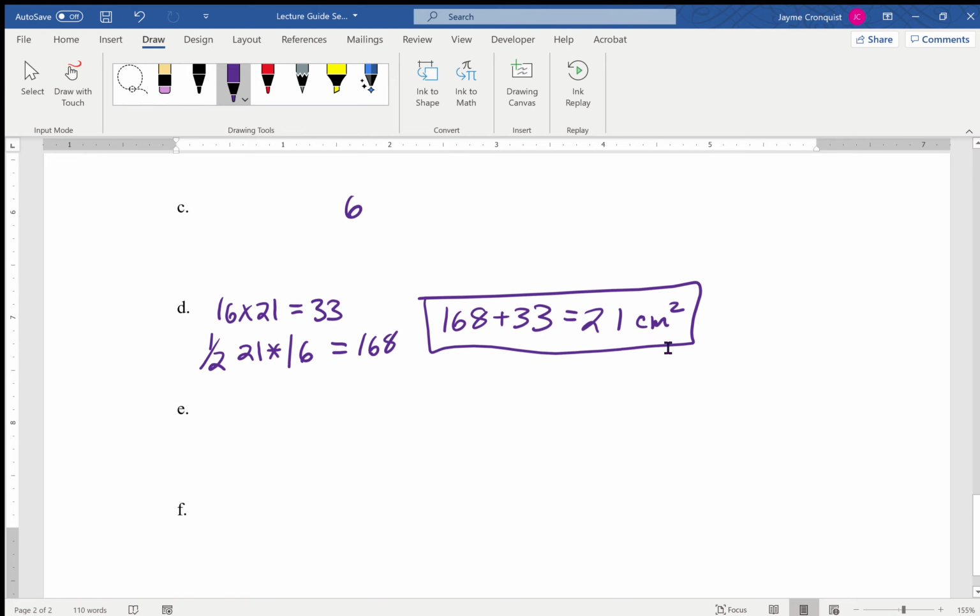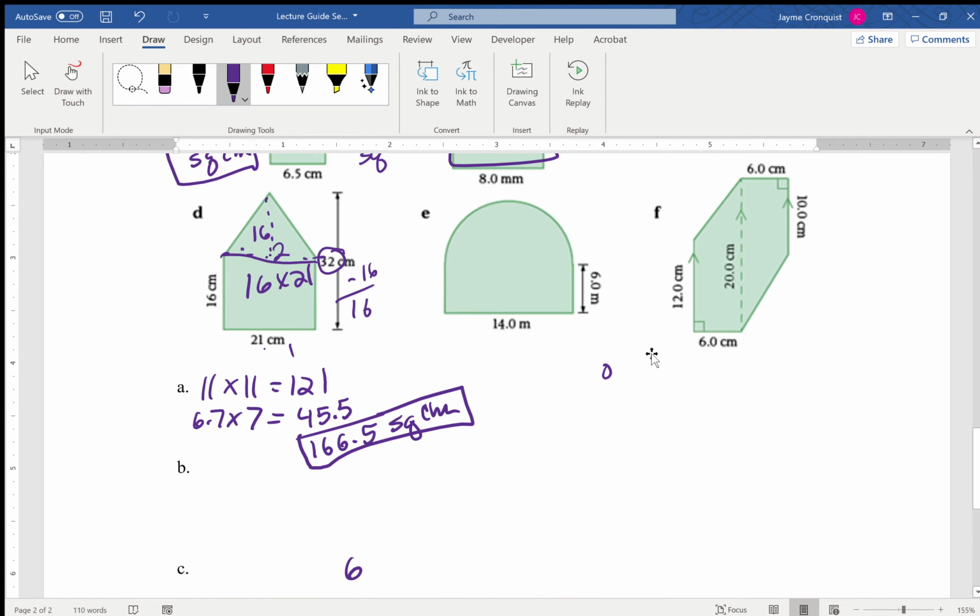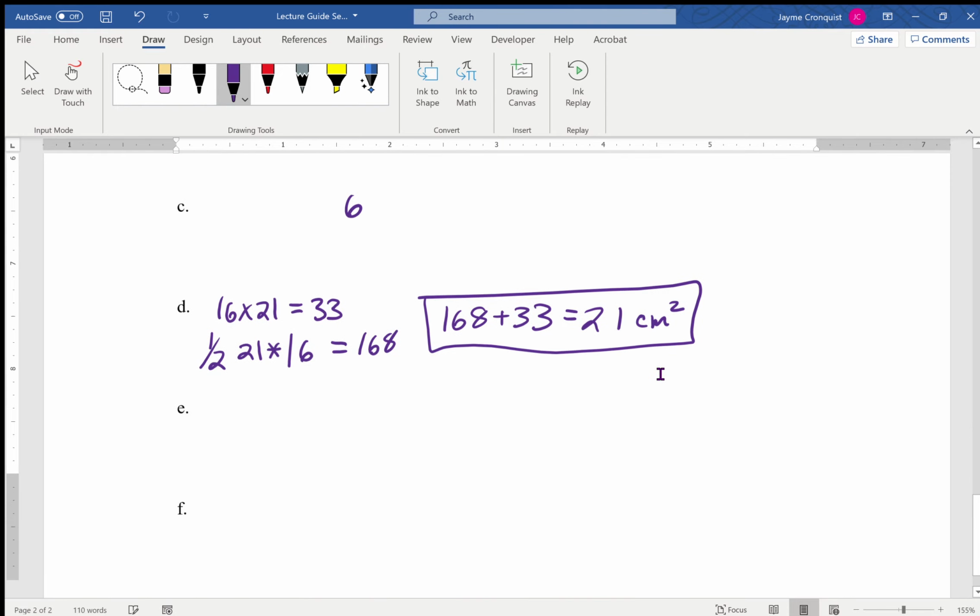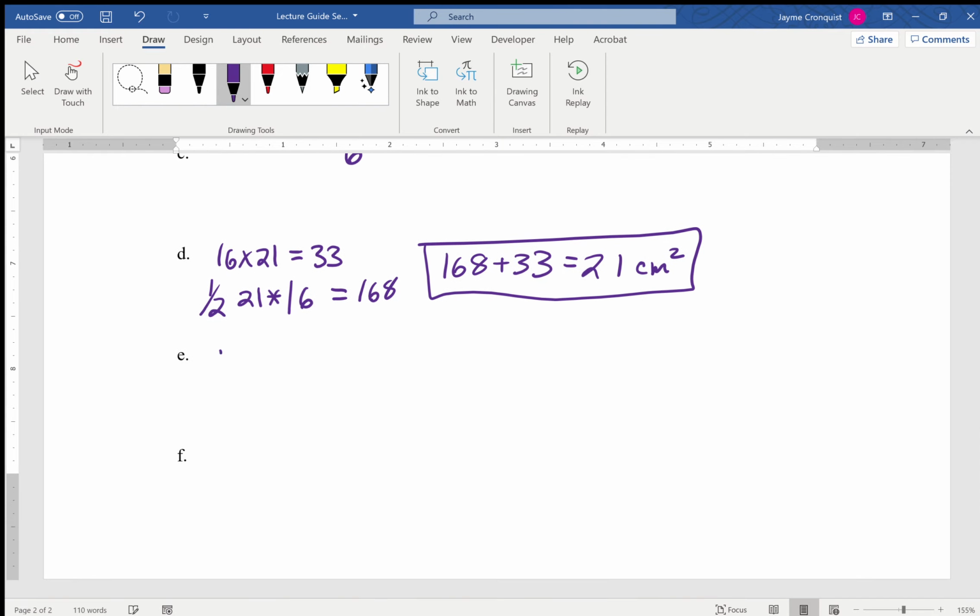All right, we have E and F. E. We're going to have a semicircle and a rectangle. The rectangle is 14 by 6. For the semicircle, R is 7. And that's all we need. Okay, 14 by 6. Let's see, that's 60 and 24, so that's 84.